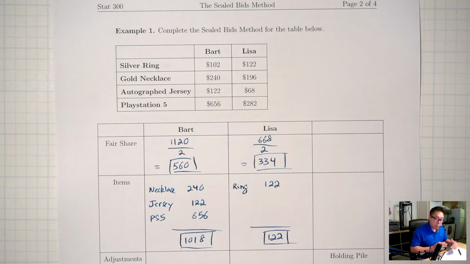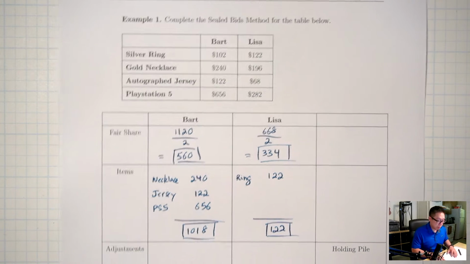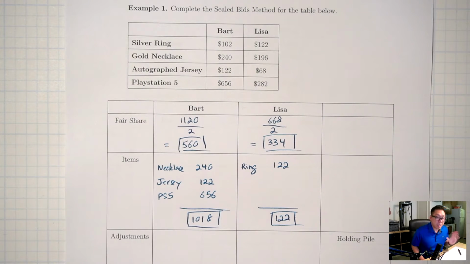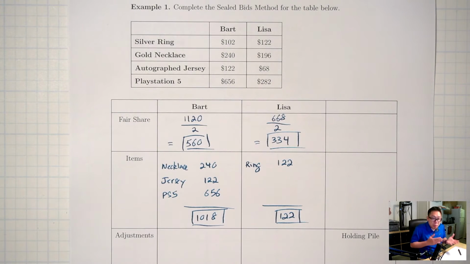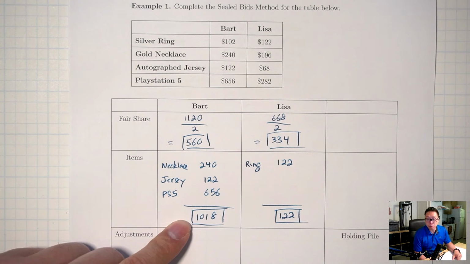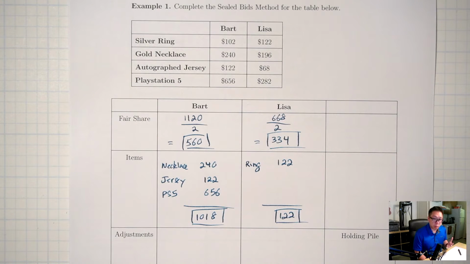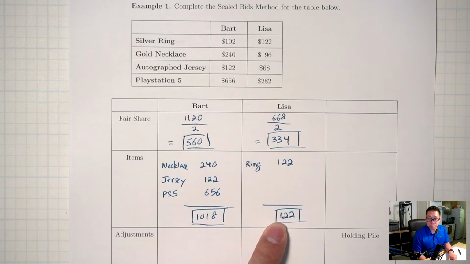All right, so obviously if we stop here, it's not fair, right? Because Bart, in his eyes, deserves $560 worth of stuff, but even he would admit that he got a whole bunch more stuff, right? He got $1,018 worth of stuff. Okay, so it's not fair right now. Lisa deserves $334 in her eyes, and she only got $122 worth of stuff. So it's not fair for her right now.